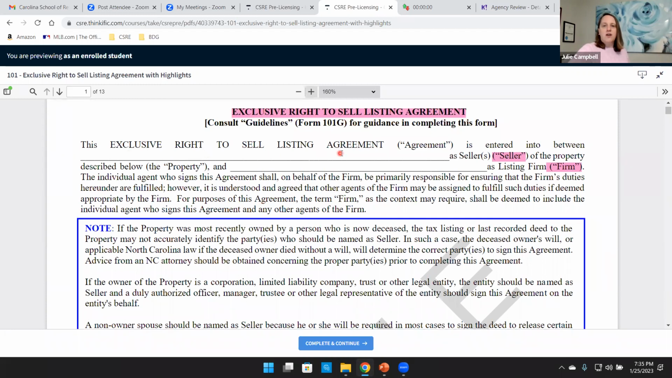This says exclusive right to sell listing agreement is entered into between, and we're going to list the names of the sellers of the property and the firm. So we list the name of the sellers and we list the name of the firm, not the individual agent.